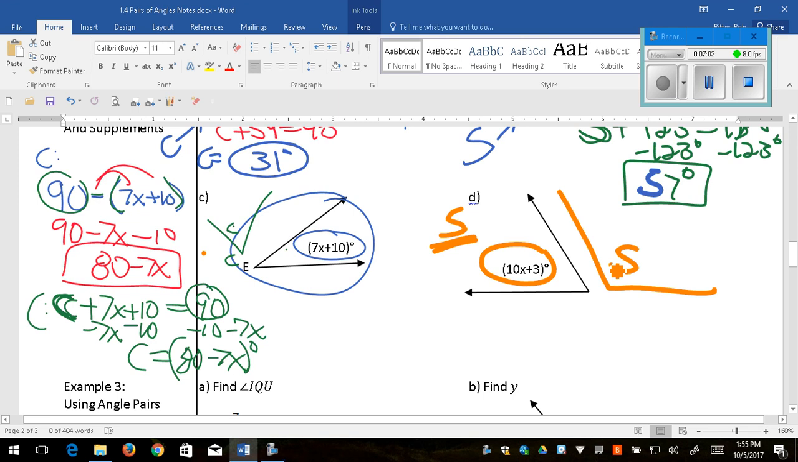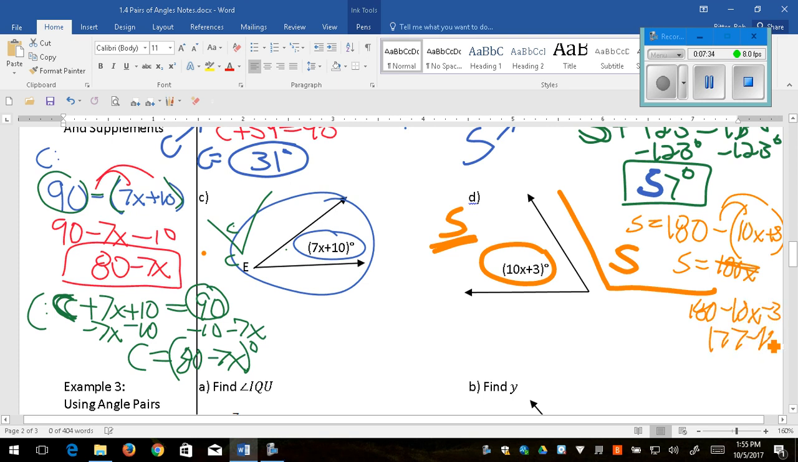Once again, if you're like, it's a lot of work for me and I know I'm going to remember it because I'm good at that kind of stuff, then you are more than welcome to just do this as 180. The supplement equals 180 minus the entire quantity, the entire angle, 10x plus 3. As long as you remember to distribute that negative, you'll get the supplement is 180 minus 10x minus 3. And so you'll get 177 minus 10x.